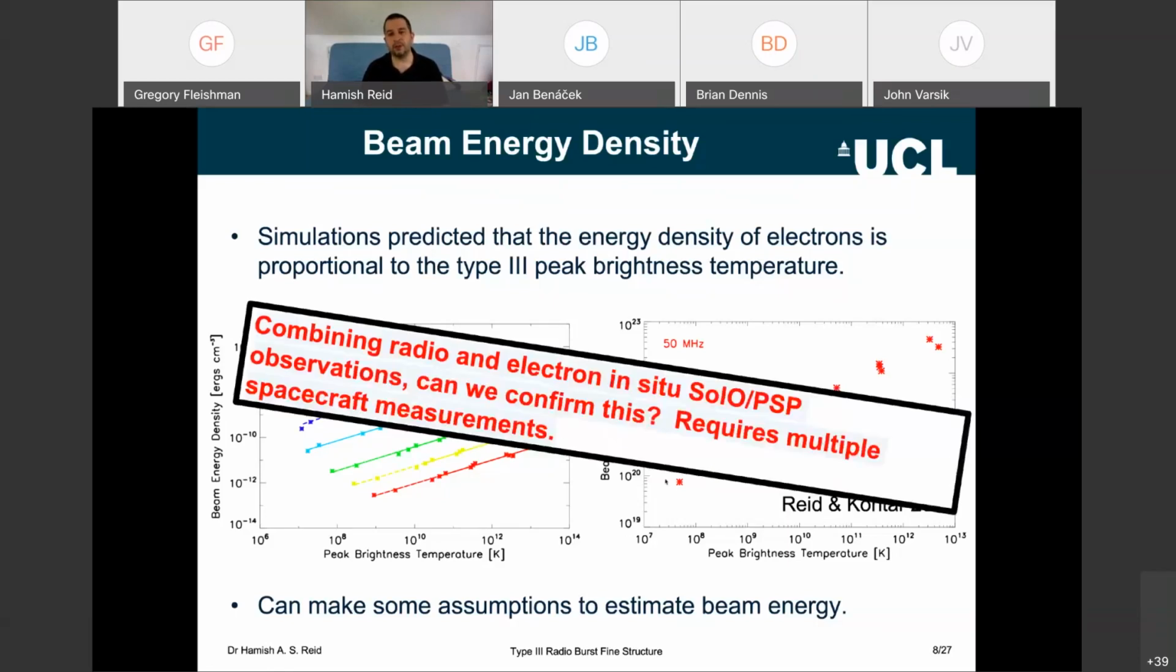It'll be really great to again use the in situ observations from Solar Orbiter and Parker Solar Probe to confirm this. Although it's quite difficult because it requires multiple spacecraft measurements. We don't know whether we're right in the core of the electron beam cross-section, or on the edge of it. So it might be difficult to confirm this with just one spacecraft. We'll have to use maybe 2 or 3 spacecraft observing the electrons in situ at the same time as the radio emission.